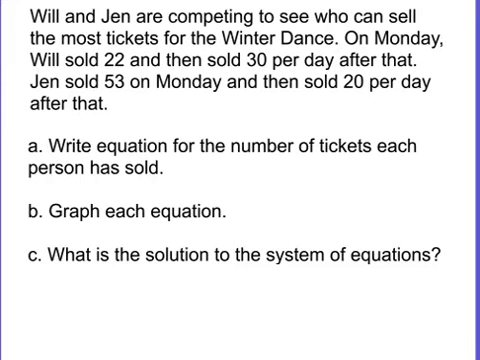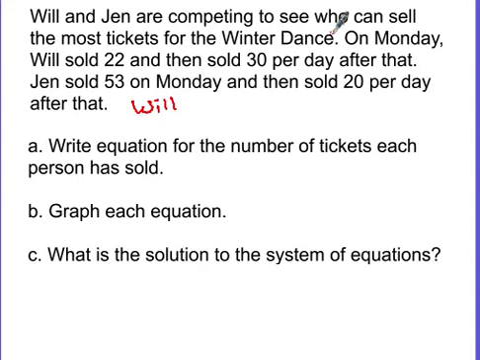Will and Jen are competing to see who can sell the most tickets for the winter dance. On Monday, Will sold 22 tickets and then sold 30 per day. Jen sold 53 on Monday and then sold 20 a day after that. So we need to write some equations. Let's write Will's first, and Will will be red. So this will be Will's equation.